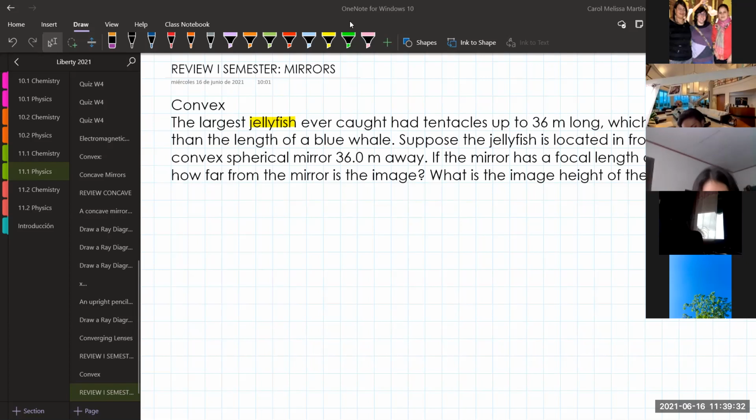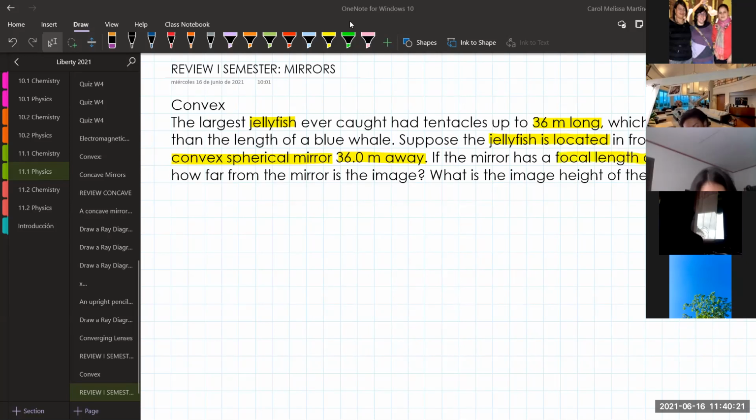Now, it says that the tentacles are up to 36 meters long, which means that is the height of the object. The jellyfish height is 36 meters, which is greater than the length of a blue whale. Now, it says the jellyfish is located in front of a convex spherical mirror 36 meters away. So the jellyfish, which is the object, is located 36 meters away from the convex spherical mirror. Okay, so plenty of data is being provided. Then it says the focal length of the mirror is 12 meters.